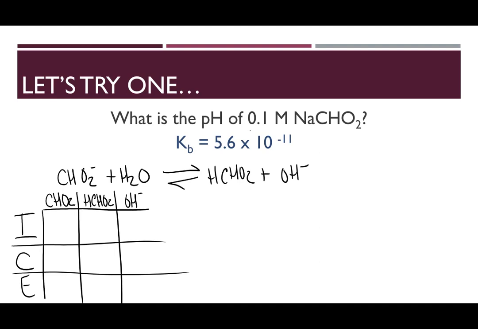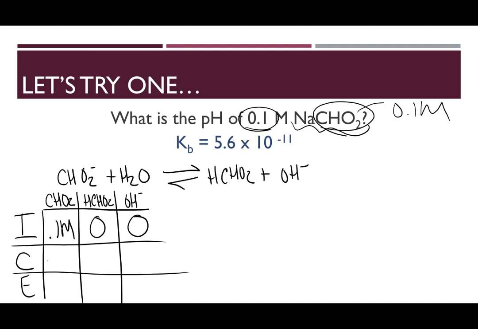Initial. So when it says, what is the pH of a 0.1 molar solution? We're going to assume that when we dissolve this in water, it's going to completely dissociate or completely break apart into its ions. So if we put in a 0.1 molar solution of this, that means the concentration of the CHO2⁻ is still going to be 0.1 molar. So that is the initial concentration. No mention of the other two. We're going to assume that they are 0.